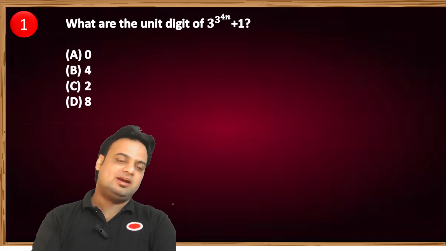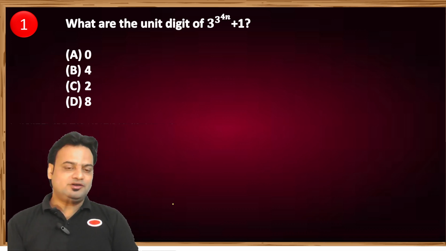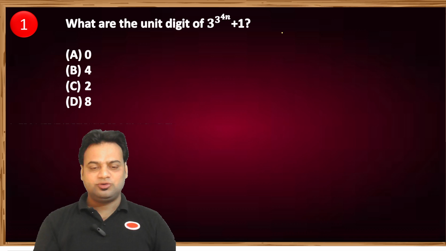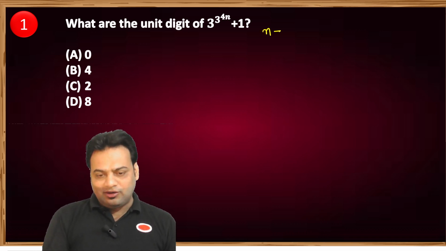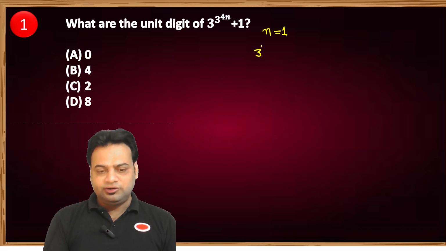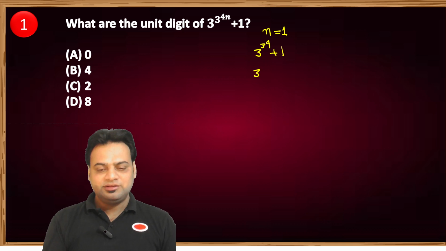Let us start, and that question is based on unit digits. The question is 3 to the power 4n plus 1. So here you put the value of n equal to 1. Then you get 3 to the power 4 plus 1. 3 to the power 4 is 81. So 3 to the power 81 plus 1.